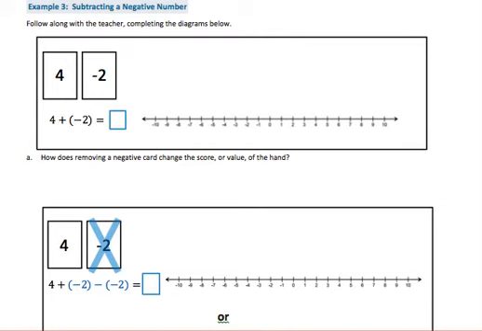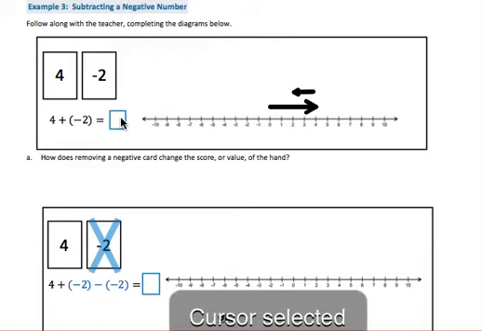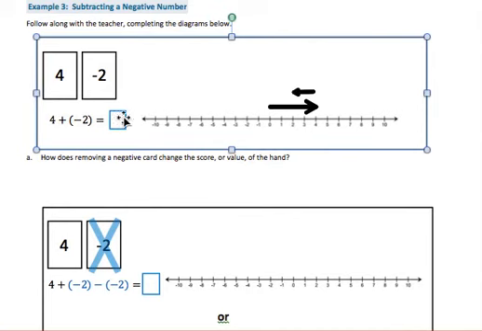And we continue with example 3. Please remember to follow along and complete your diagrams in the same way that I'm completing them here. So we'll start with a 4. And then we're going to add a negative 2. And the result of adding negative 2 will get us to 2.